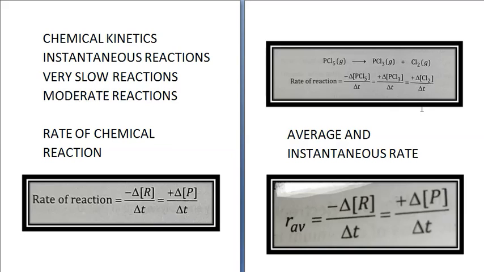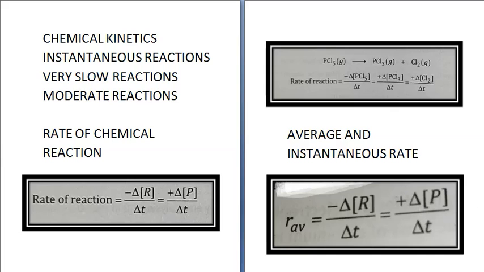Now next is average rate and instantaneous rate. When rate of reaction is calculated or determined for a certain interval of time from T1 to T2, then it is called the average rate. So what we have studied till now was the average rate of reaction and it is represented by R average. It is equal to minus delta R upon delta T or plus delta P upon delta T.